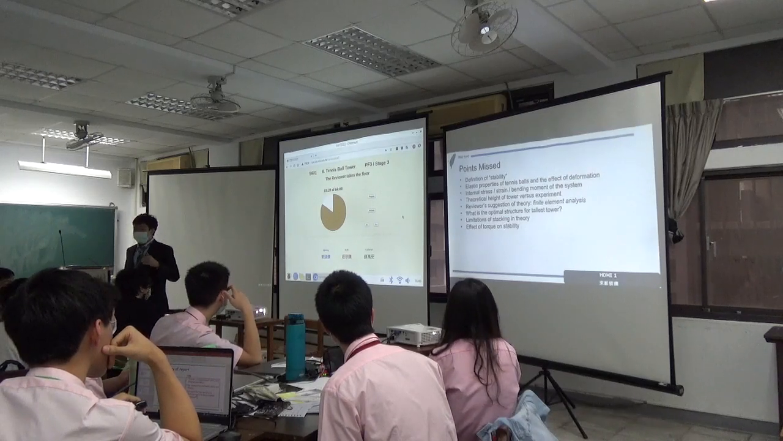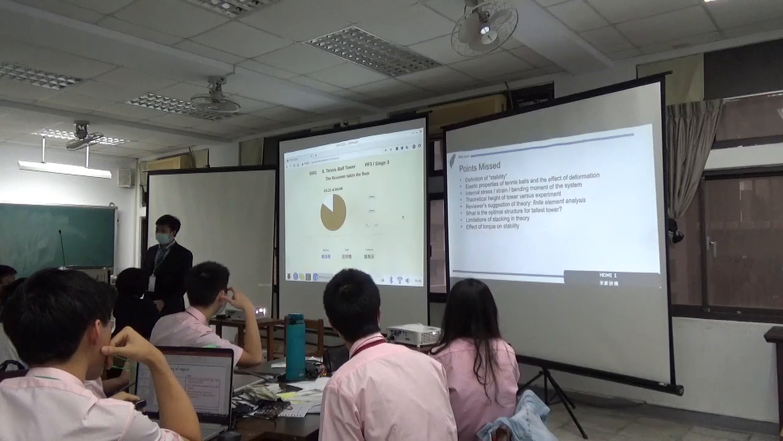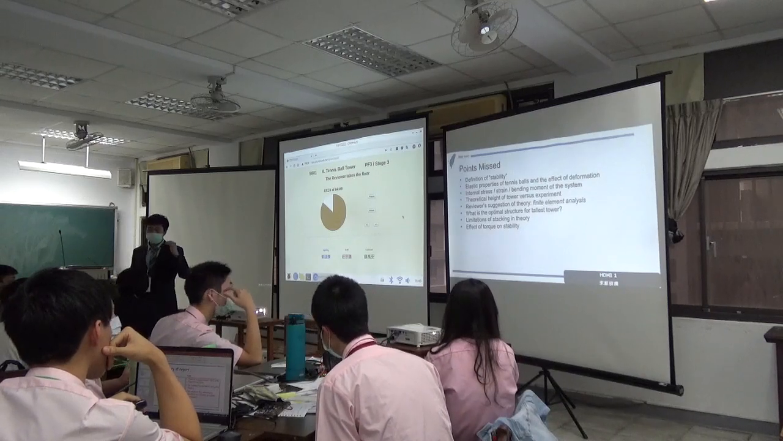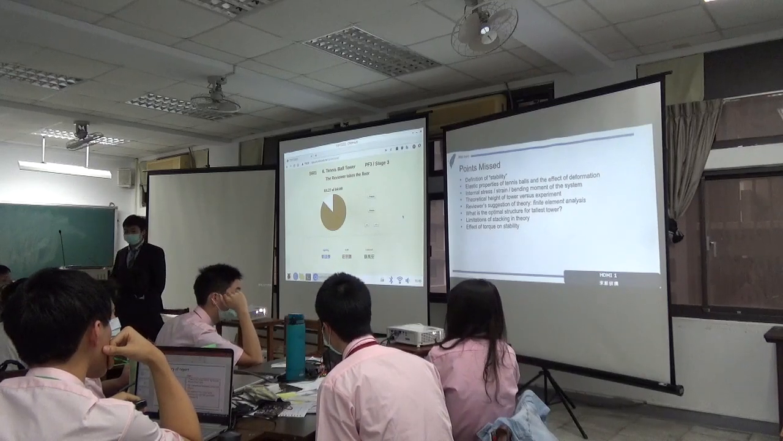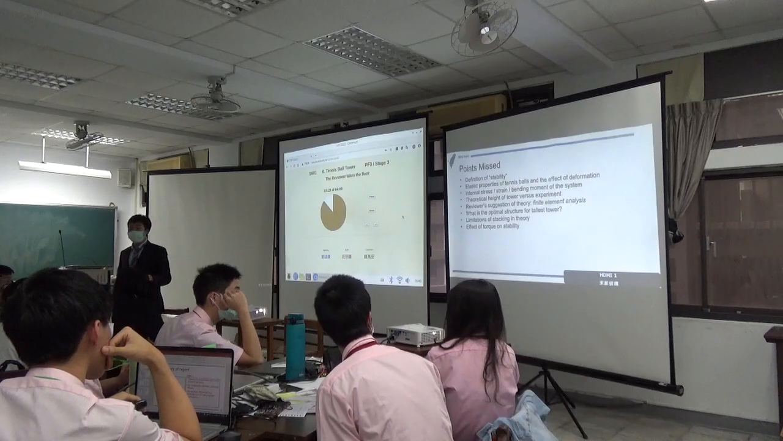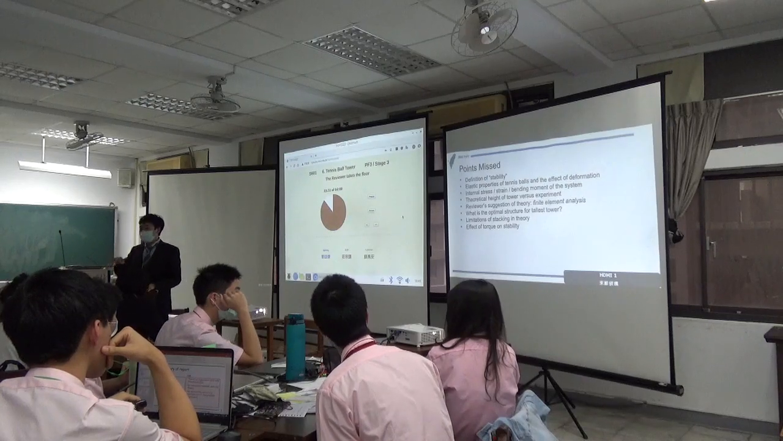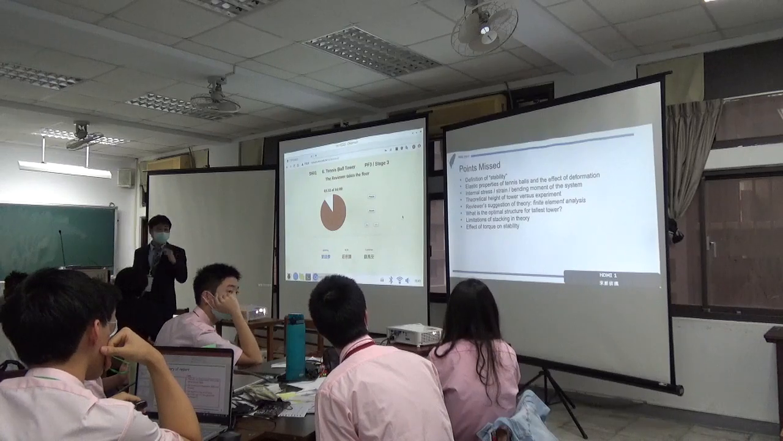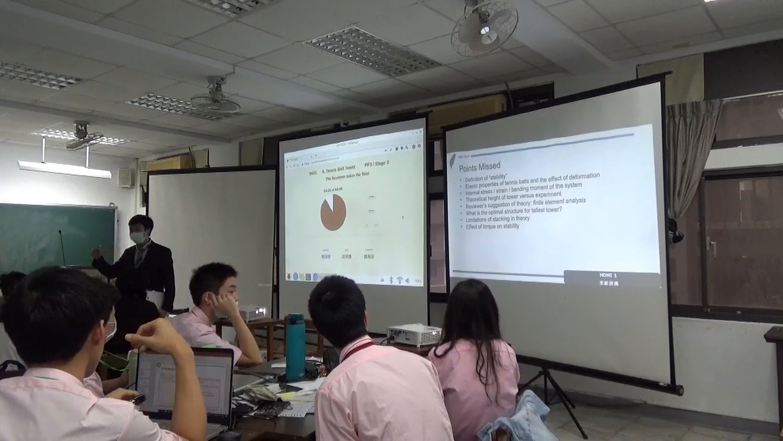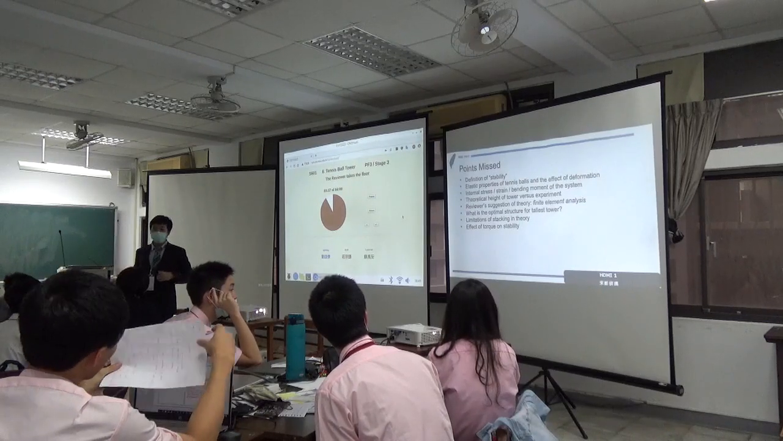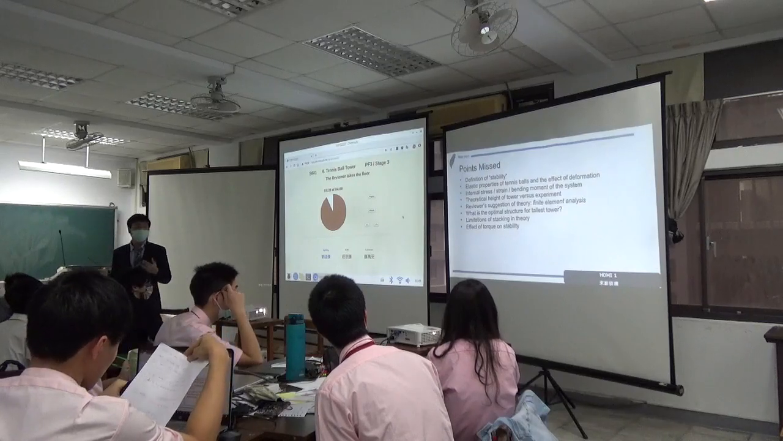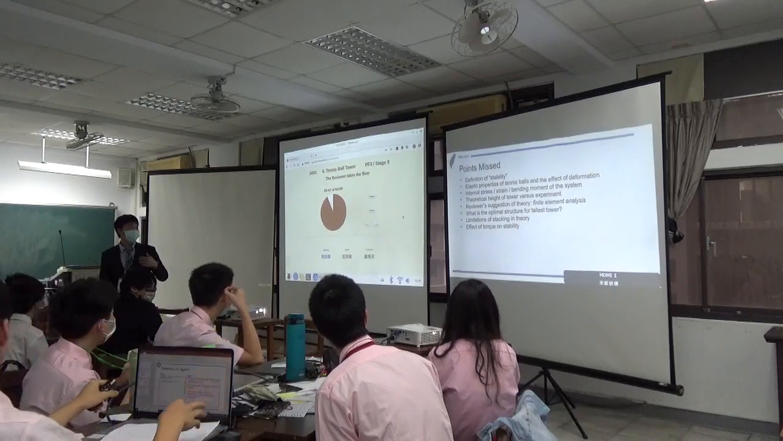The next one is the reviewer's suggestion of theory, as in finite element analysis. That is an analysis method for a material that tends to bend, where we can suggest that all the surface of the material is treated as points of mass, and put into a program, so we could analyze the result better.